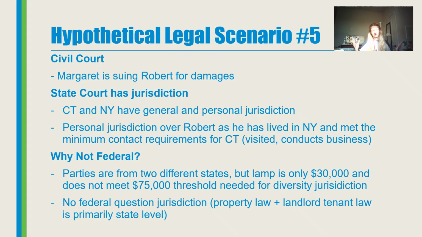Firstly, this would be in civil court because Margaret is suing Robert for damages. The state court has jurisdiction because Connecticut and New York have general and personal jurisdiction on both Robert and Margaret. Personal jurisdiction over Robert as he has lived in New York and met the minimum contact requirements for Connecticut. So therefore he has visited and conducts business in both the states.